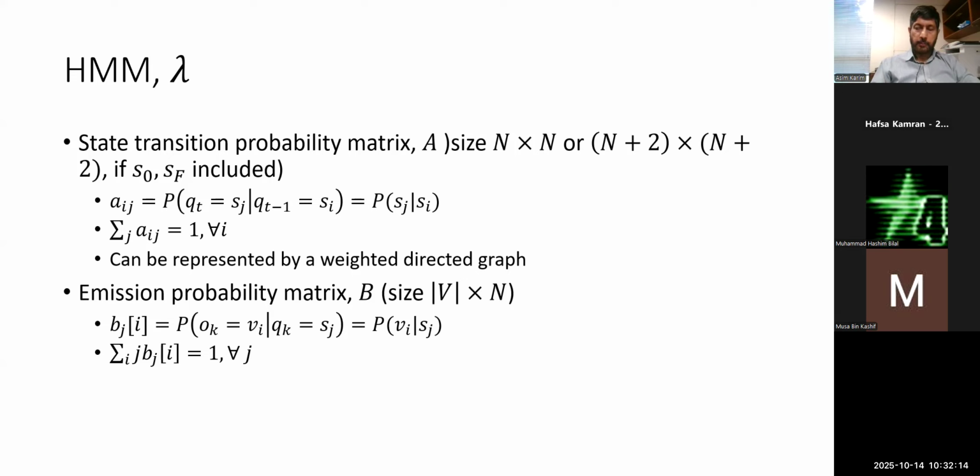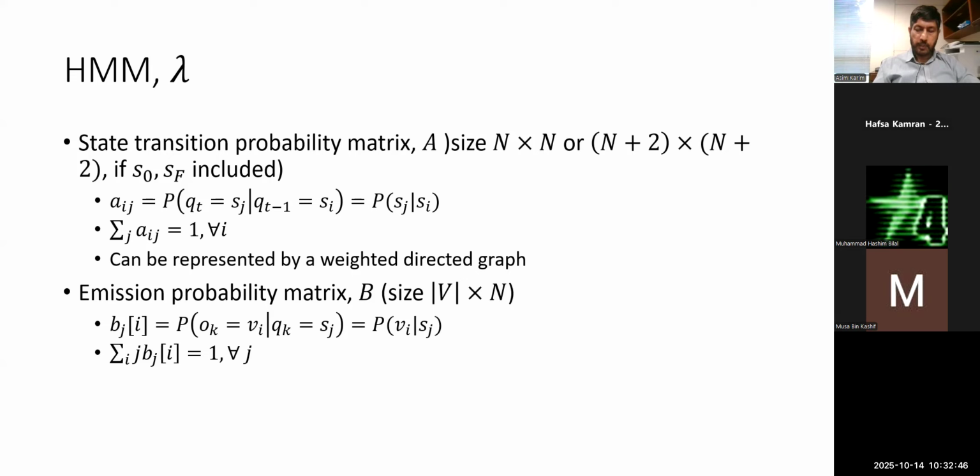So the other matrix, capital B, is the emission probability matrix and its size is basically V, the vocabulary size, multiplied by N. Meaning rows, you have the number of words, columns, you have the number of states or tags. Okay, and each element of this is defined as follows.